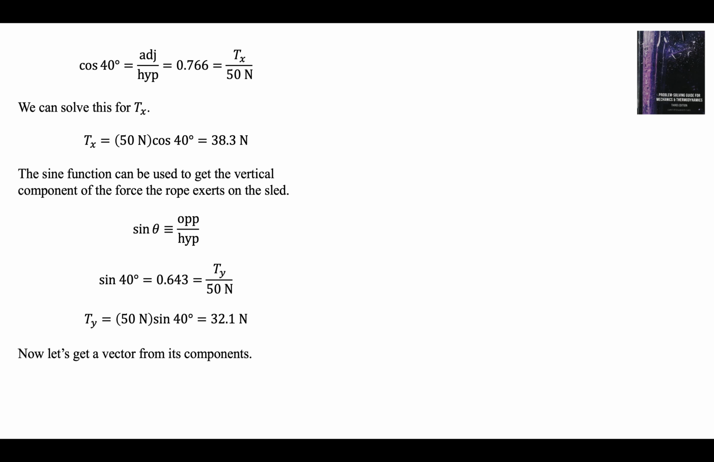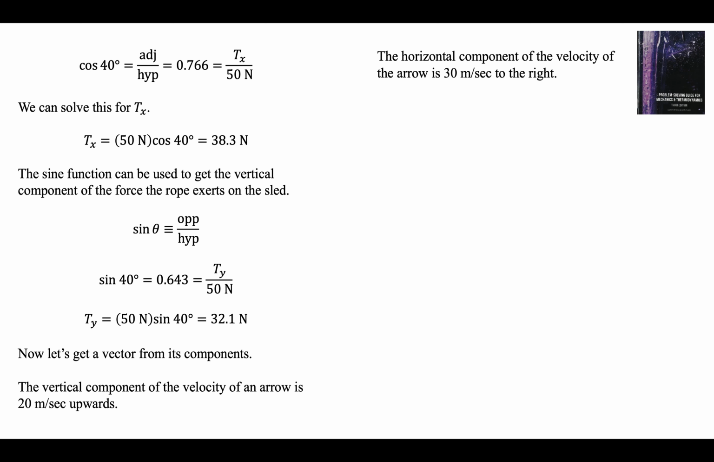So now let's go the other way. We have the components. We want to get a vector. We want to get the magnitude of the vector and the direction of the vector. So we have an arrow going through the air. The vertical component of the velocity is plus 20. The horizontal component is plus 30. So here's the vector diagram. We want to know the speed. How fast is this arrow going? It's going 30 meters per second this way, 20 meters per second this way. It's heading in this direction. And what's the speed? And what's the direction?